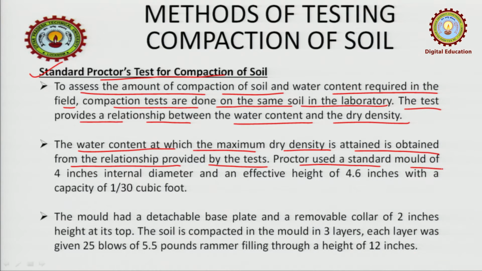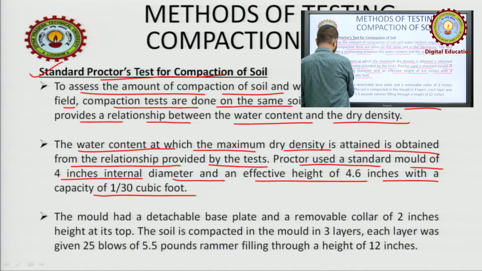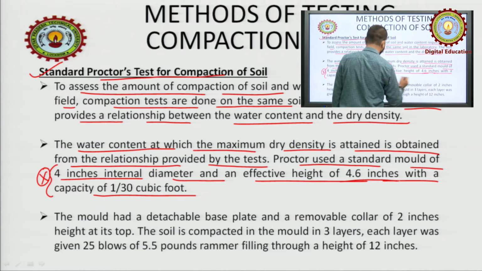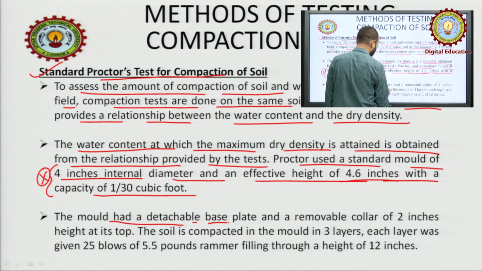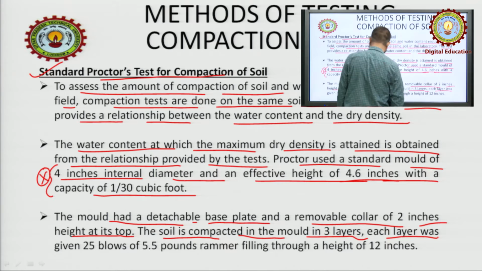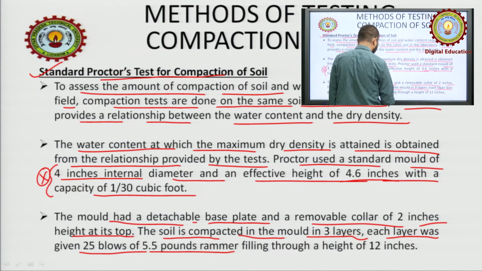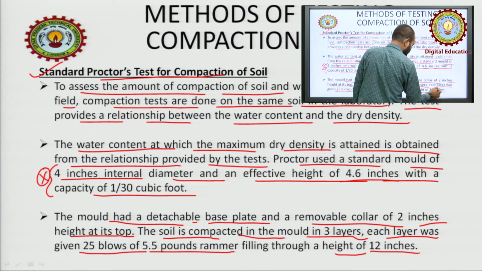The water content at which the maximum dry density is attained is obtained from the relationship provided by the test. Proctor used a standard mold of 4 inches internal diameter and effective height of 4.6 inches with 1/30 cubic foot capacity, but generally this is not used in our country. We don't use Proctor's standard inches and all; I will show you in the later part. The mold had a detachable base plate and a removable collar of 2 inches height at its top. The soil is compacted in the mold in 3 layers, each layer having 25 blows. A 5.5 pound rammer is used to compact it with 12 inches height of fall.